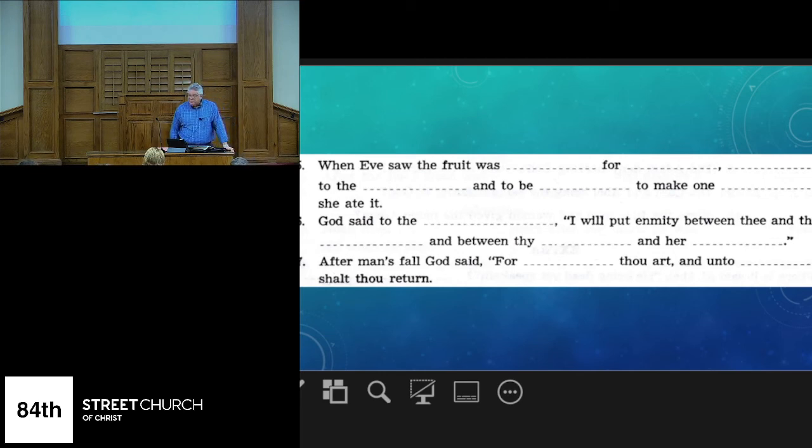Those are the three types of sin. Those are repeated in the New Testament. Pretty much all sin falls into those three categories.